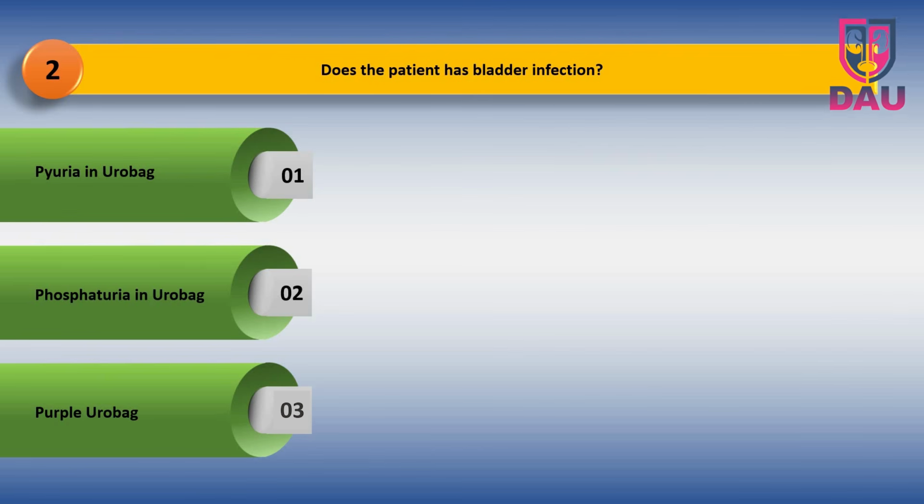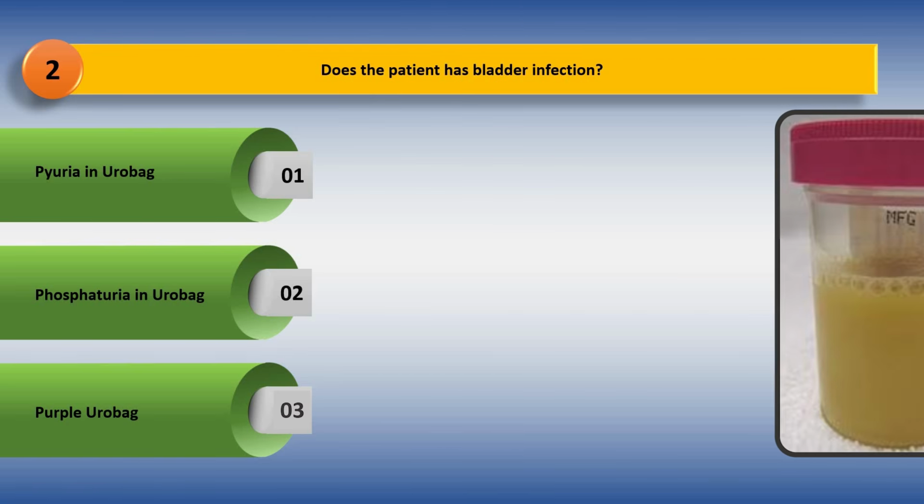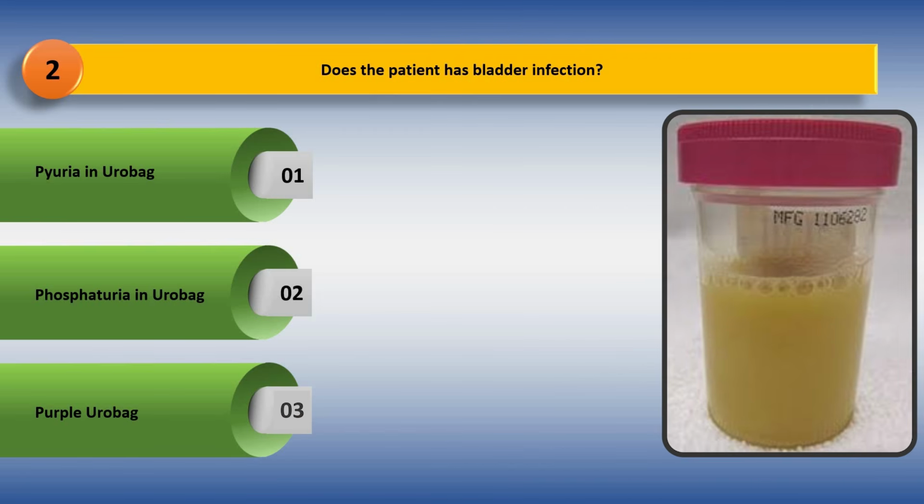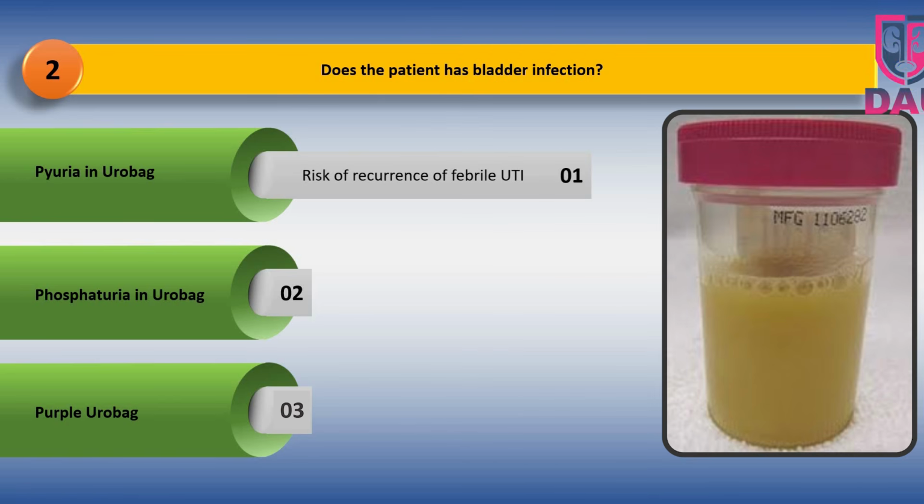Next thing is, does the patient have a bladder infection? How will you know this? Is there a possibility of bladder infection at this point of time? Just look at the tubing of the urobag or the urobag itself before you remove the catheter. Is there pyuria in the urine? The urine will look turbid, creamy white. In this patient, when you remove the catheter, the risk of recurrence of febrile UTI is huge. So you have to make a record of this finding.